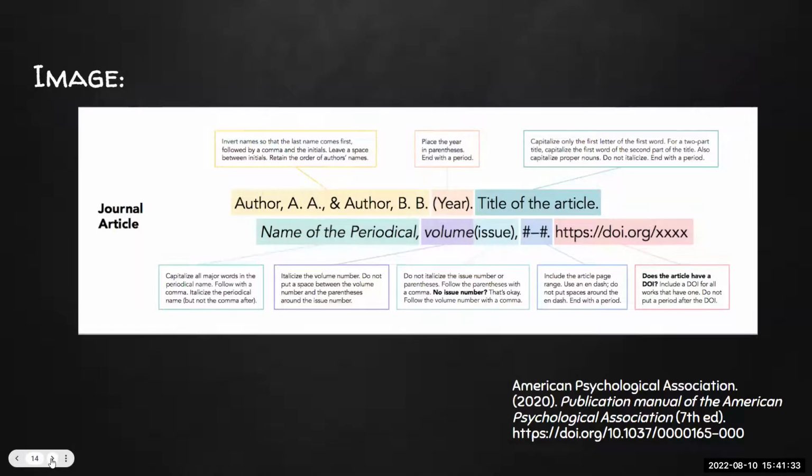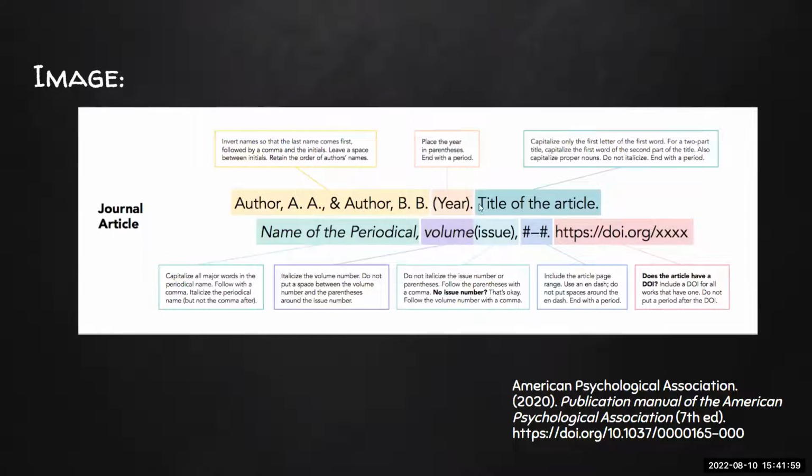In general, if you are going to cite a journal article, you will have the author's last name, comma, and then their first and middle initial if it is available. If there's more than one author, then you're going to put "and" then the author's last name, comma, and first and middle initial. And this will continue for up to 20 authors.